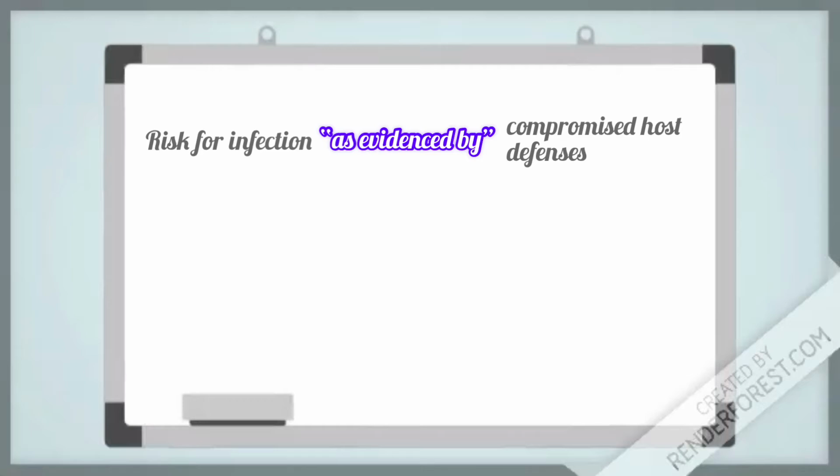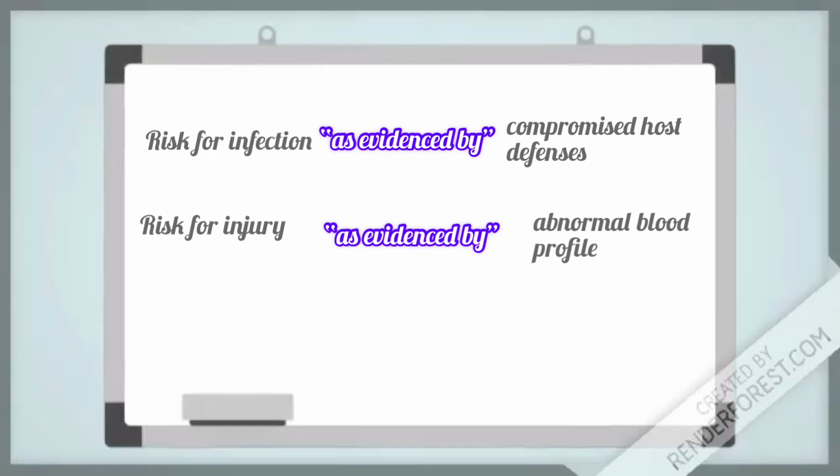And then we can also have risk for injury as evidenced by abnormal blood profile. But that doesn't mean that it's only abnormal blood profile that can cause an injury. You can get an injury from any other source. Okay, that is why we don't make the risk factors constants, like related to factors.